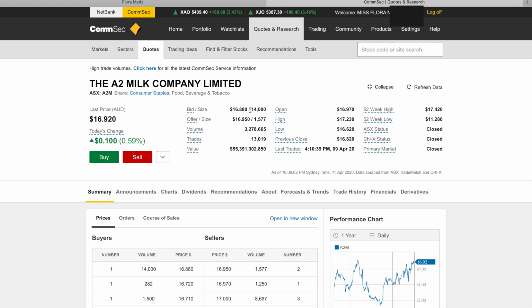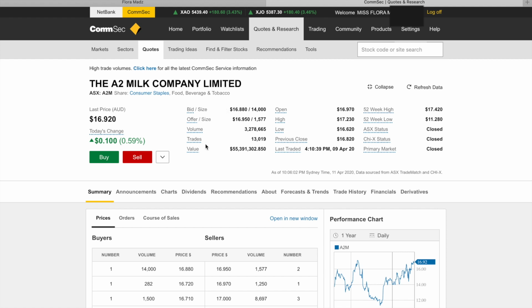So here it tells us that buyers are willing to pay $16.88, but only for 14,000. They want 14,000. That's the volume, the number of stocks that they want. So they want to pay this price for this amount of stocks, and the sellers who are willing to get this price, altogether have 1,577. This is what it means.